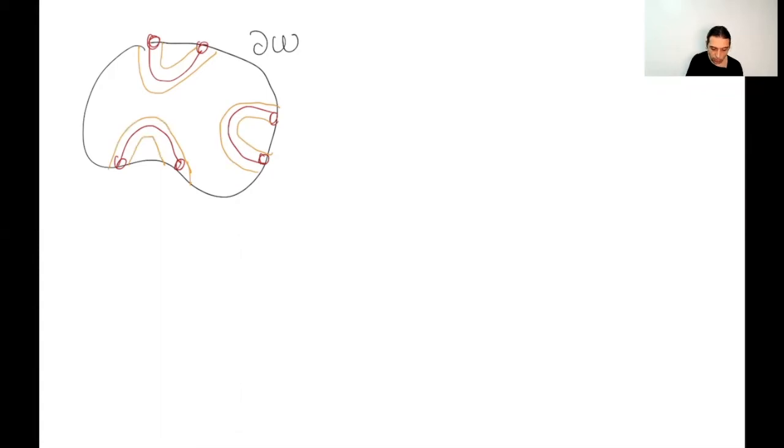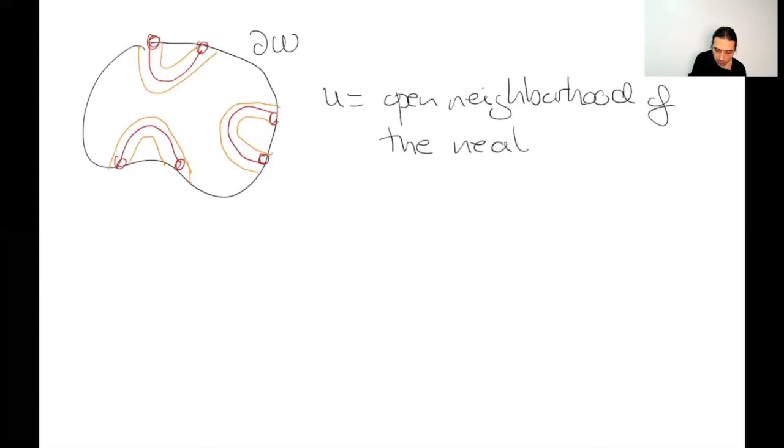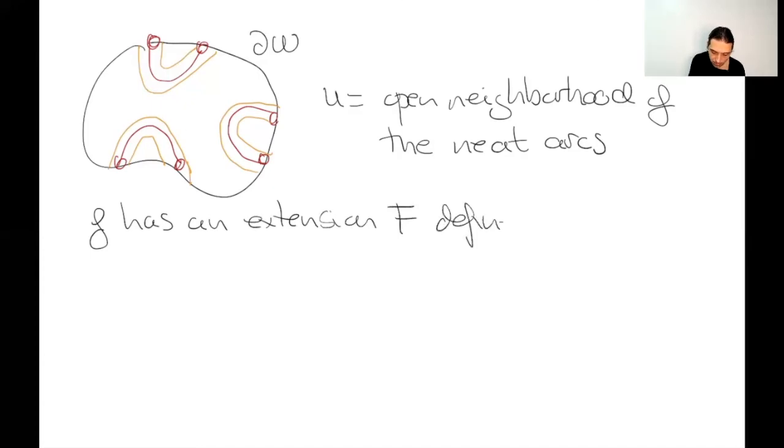So what we have now is that if we call the union of these open sets over here U, so U is going to be an open neighborhood of the neat arcs, okay, we have that f, small f, has an extension, capital F, defined in the union of the boundary of W and the closure of U. Okay, by considering U as a small enough neighborhood of the neat arcs, this is possible.